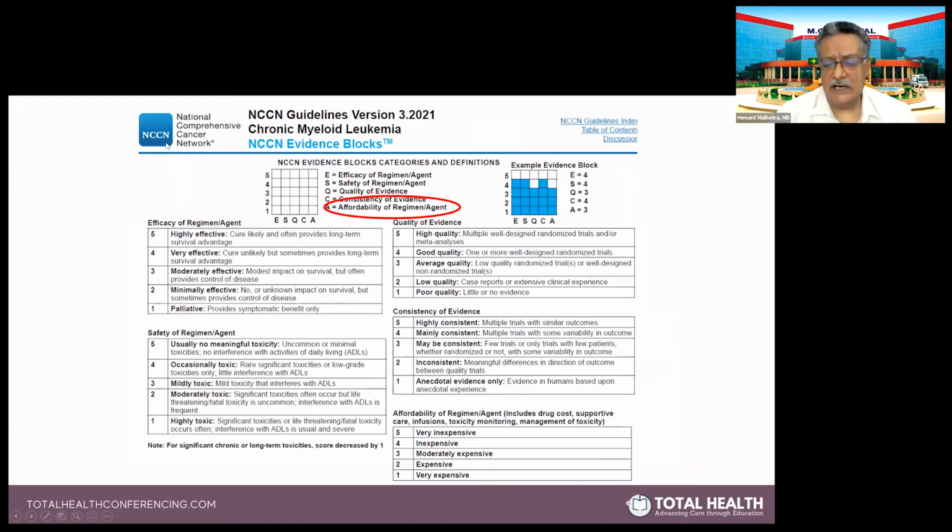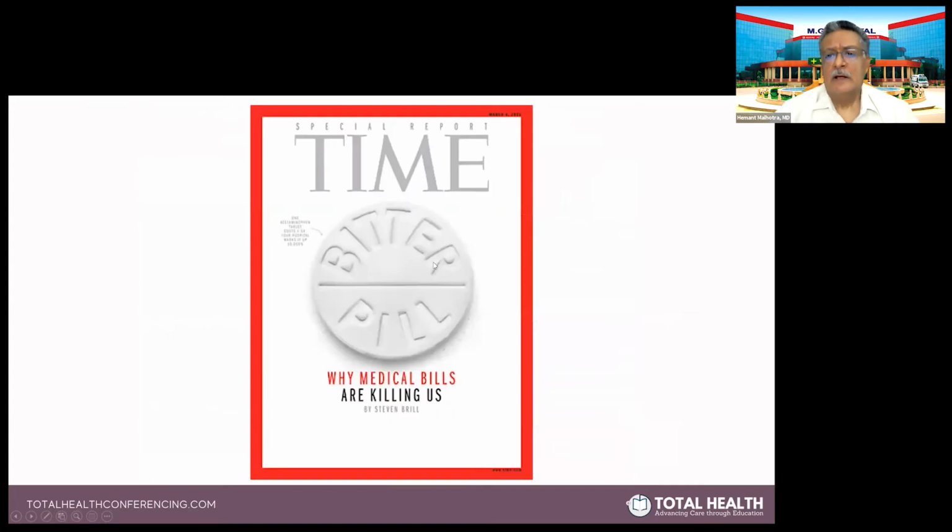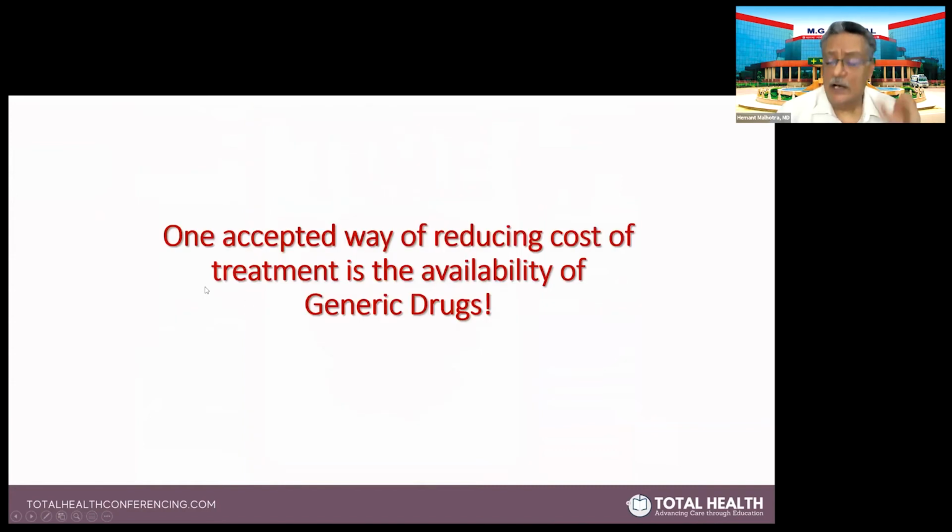This is the latest NCCN guidelines for you. And even now they have an evidence block, and they have an affordability of the regimen, pretty importantly highlighted in the guidelines. This was the cover of Time several years back. Medical bills are killing us. So, ladies and gentlemen, world over, an effort is on to reduce costs of treatment. And one accepted way of reducing costs of treatment is the availability and the use of generic drugs.